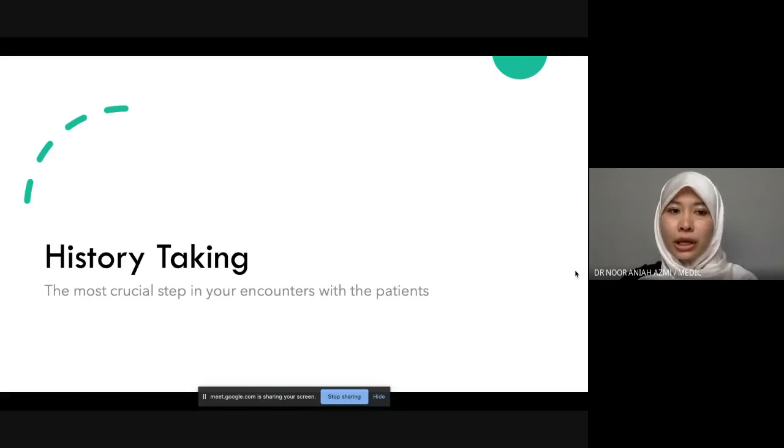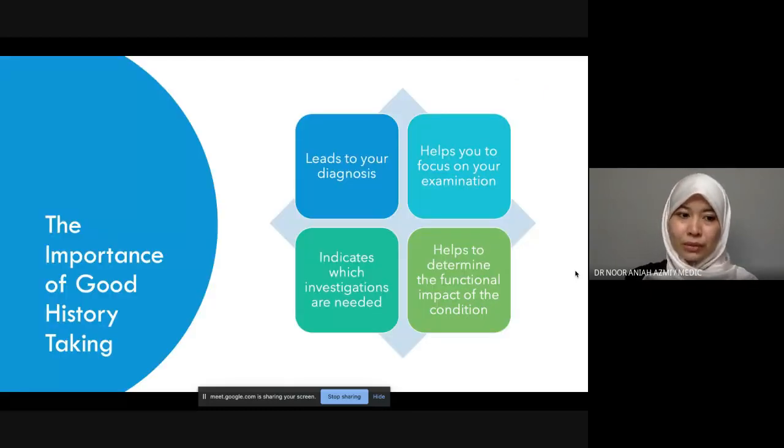So I will guide you through how you can do this during your ophthalmology posting, because good history taking can lead you to the right diagnosis, and it helps you to focus on your examination so that during your examination, you know what to focus on. It also helps you to choose the type of investigations that is needed. It can also determine the functional impact of the condition of your patient. And additionally, like I said, it's also for you to build trust with your patients.